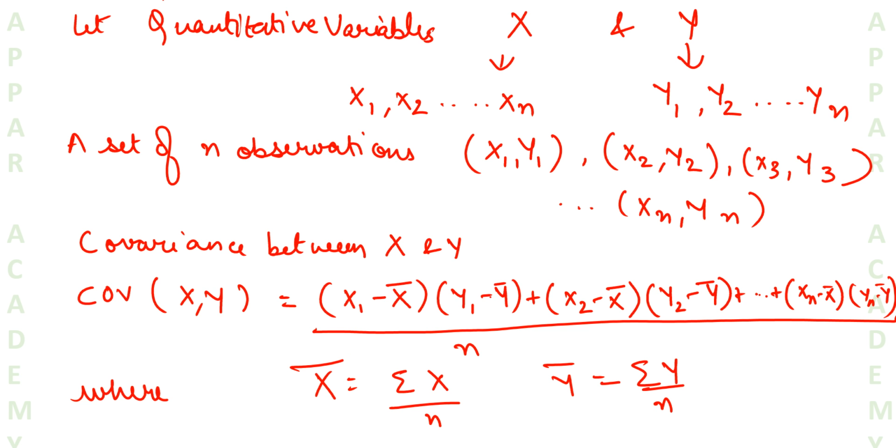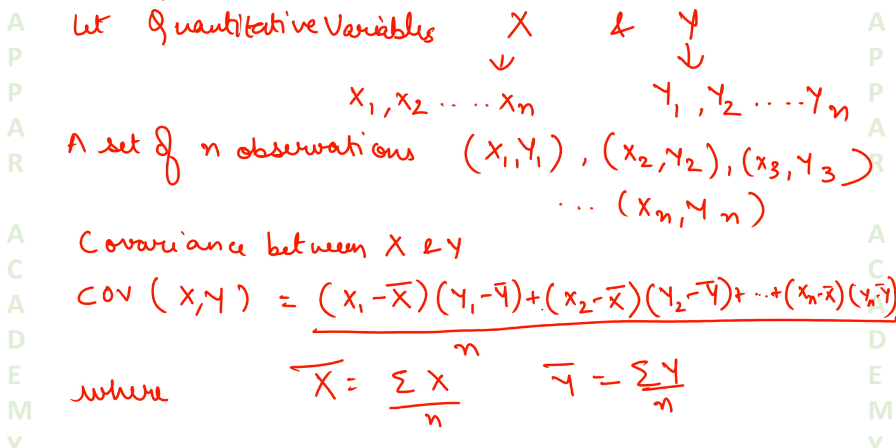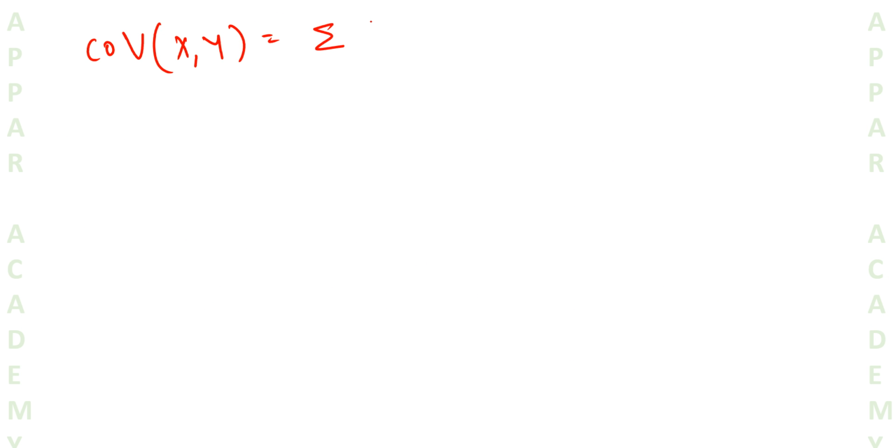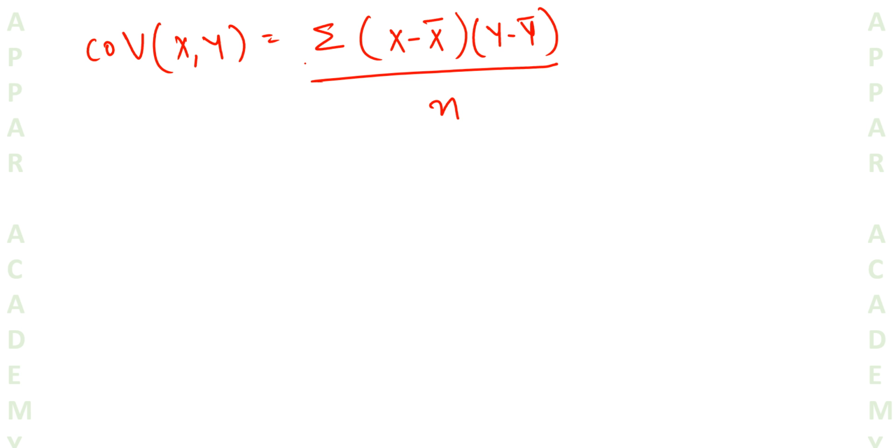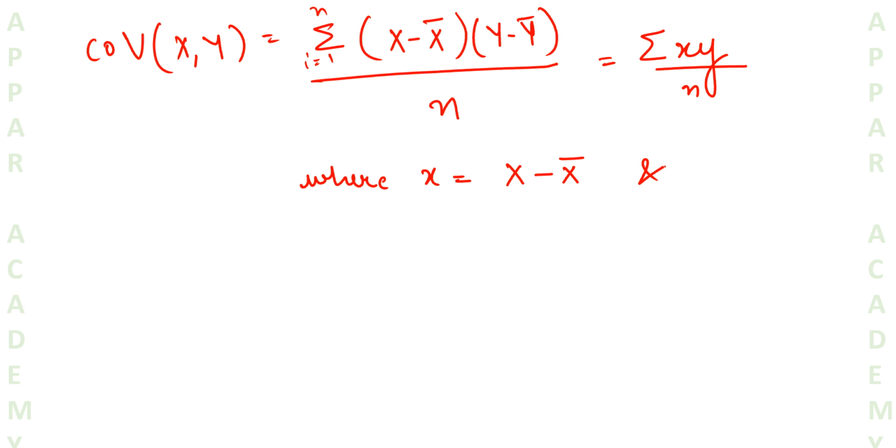So covariance is simply the sum over observations of x1 minus x bar into y1 minus y bar, summed over all the n observations. This we can also write like this: covariance of x, y is equal to summation x minus x bar into y minus y bar upon n, summed from i equals 1 to n since it's for n observations. This can also be written as summation xy upon n, where small x is equal to x minus x bar and small y is equal to y minus y bar. So this is the covariance.